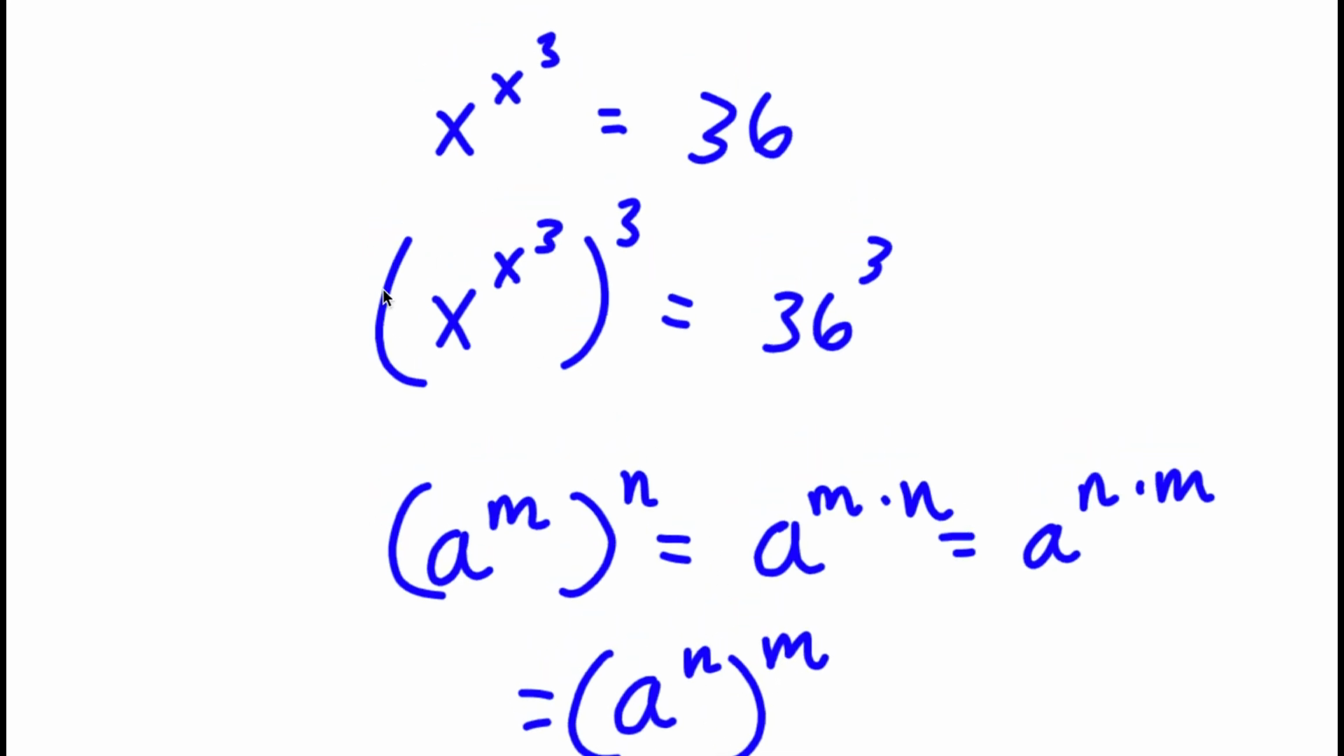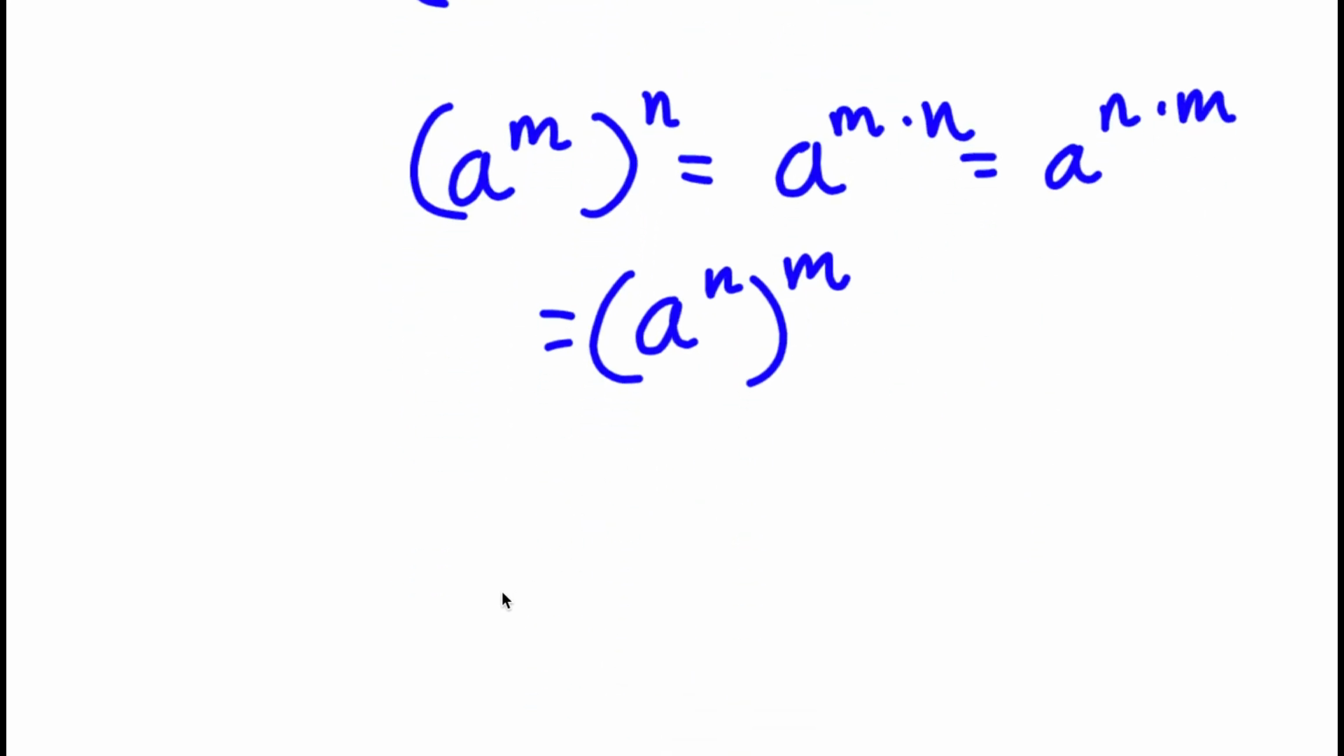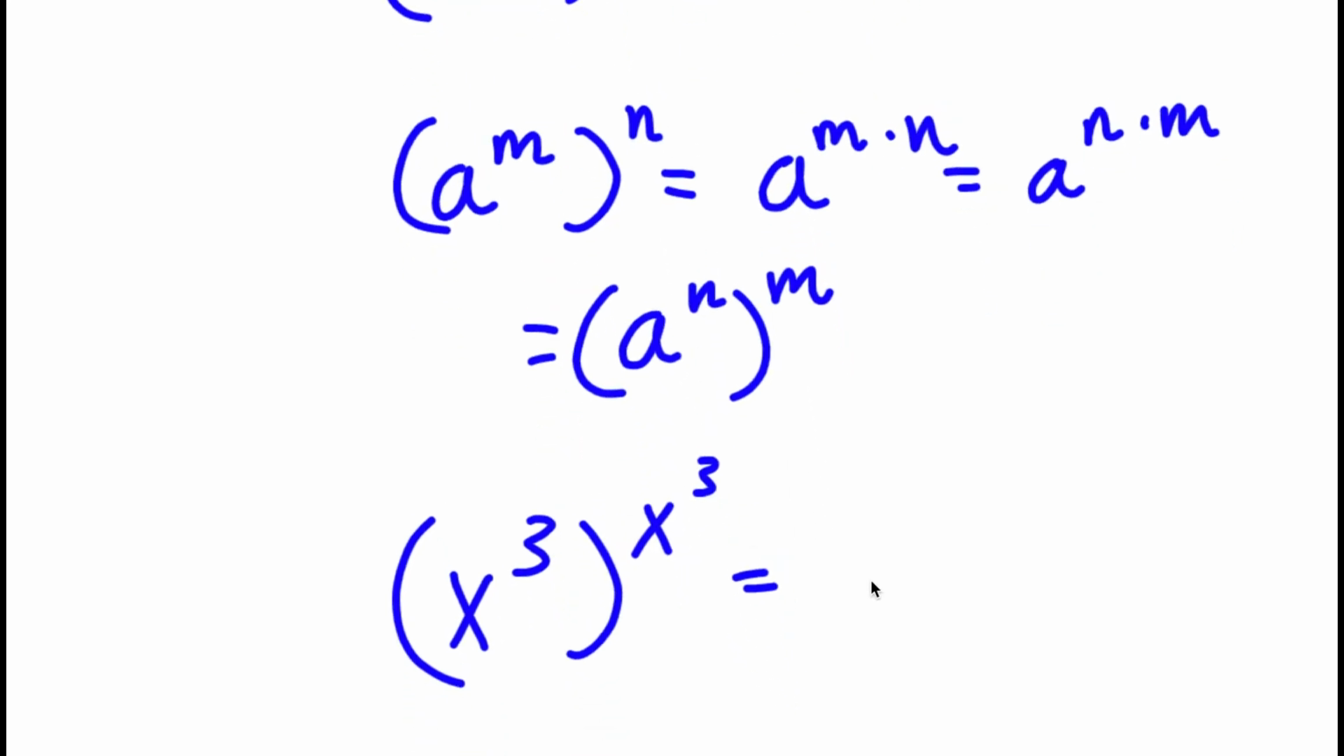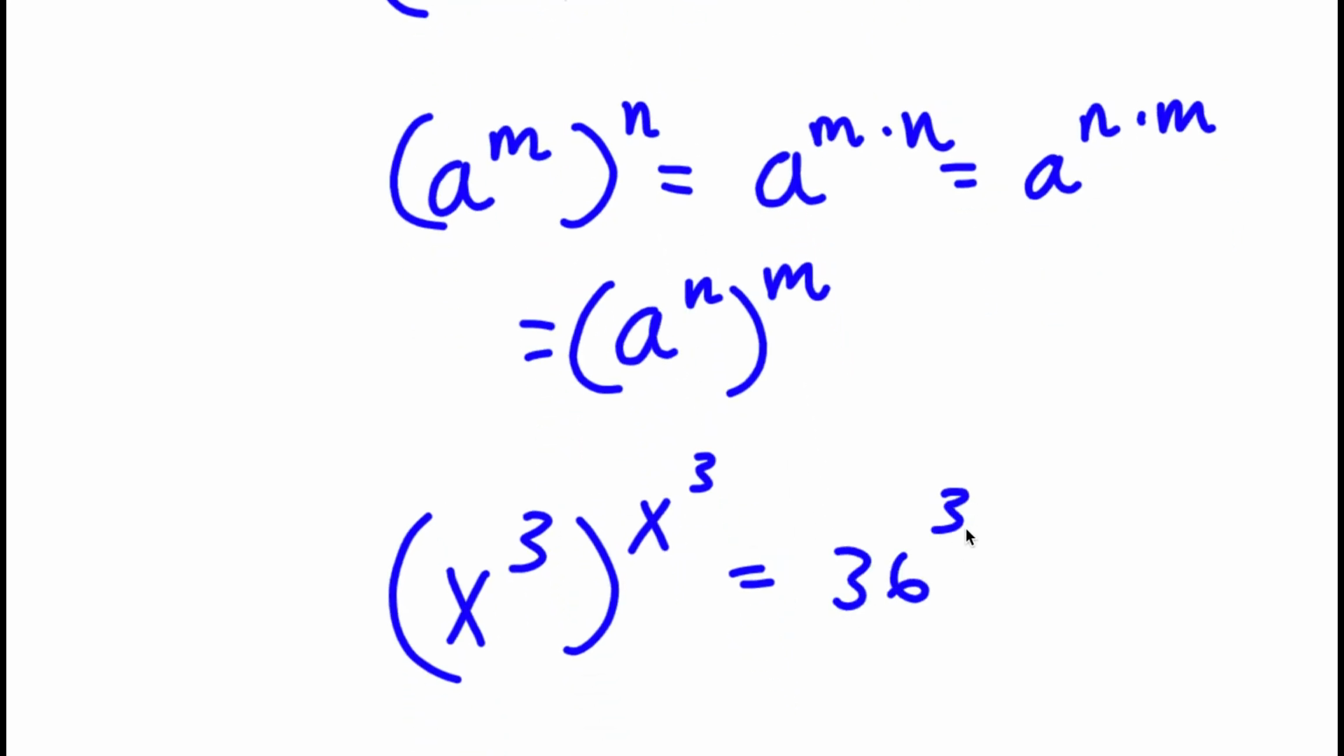So in this case, I have x to the power of x to the power of 3 to the power of 3, and we can think of x to the power of 3 as m and 3 as n. So if I switch these two places, I get x to the power of 3 to the power of x to the power of 3 is equal to 36 to the power of 3.